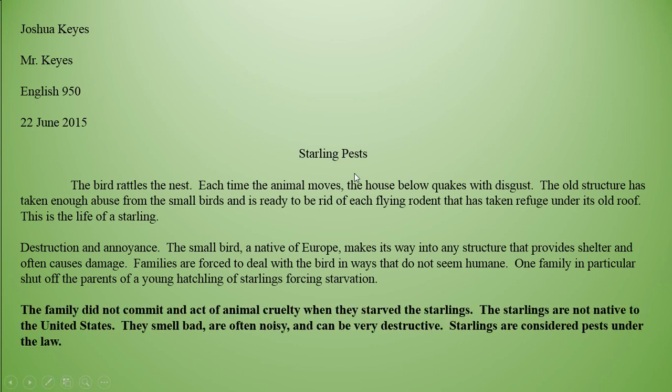And then my thesis. The family did not commit an act of animal cruelty when they starved the starlings. The starlings are not native to the United States. They smell bad and are often noisy and can be very destructive. Starlings are considered pests under the law. I now have an introduction paragraph. I have my first paragraph completed.